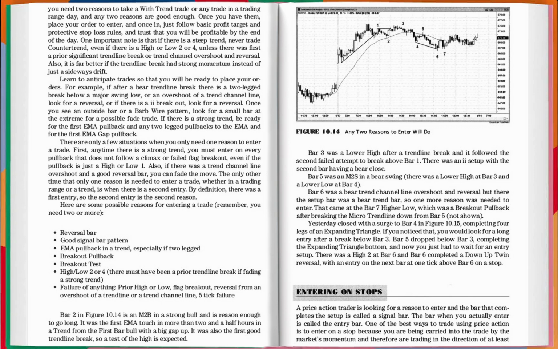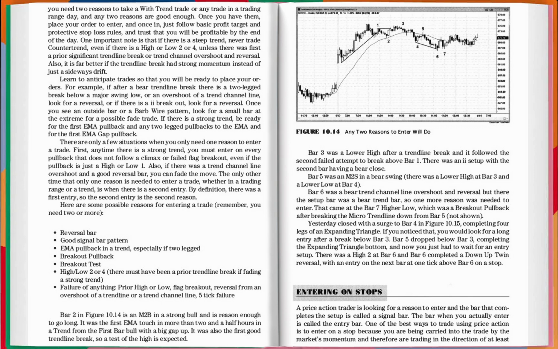One important note is that if there is a steep trend, never trade countertrend, even if there is a high or low 2 or 4, unless there was first a prior significant trendline break or trend channel overshoot and reversal. Also, it is far better if the trendline break had strong momentum instead of just a sideways drift. Learn to anticipate trades so that you will be ready to place your orders.